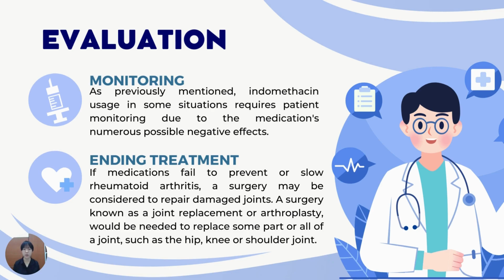Next, we'll talk about ending treatment. If medication fails to prevent or slow rheumatoid arthritis, surgery may be considered to repair damaged joints. Arthroplasty will be needed to replace some part or all of a joint. The surgery may involve other procedures, such as synovectomy, tenoplasty, osteotomy, and joint fusion.